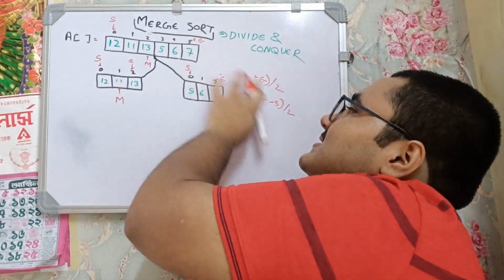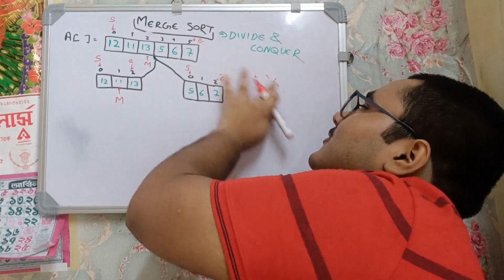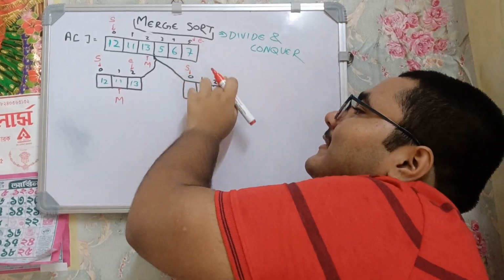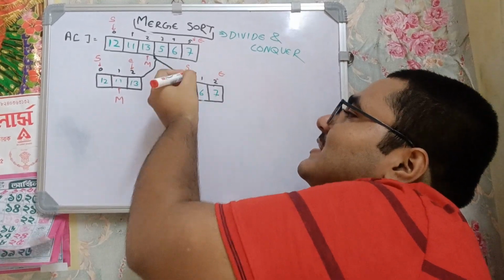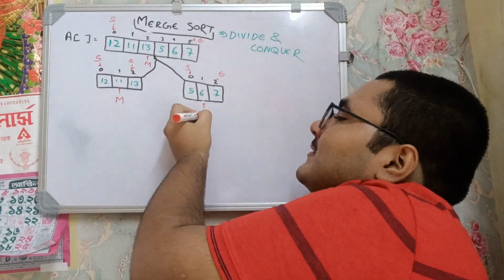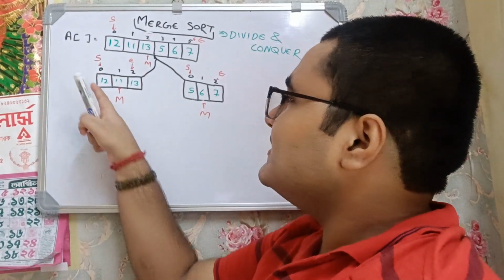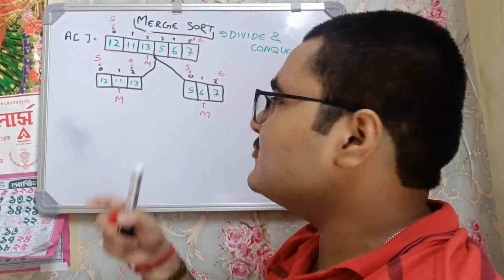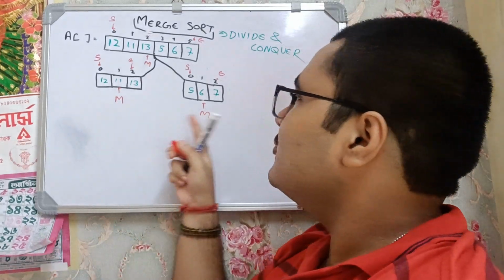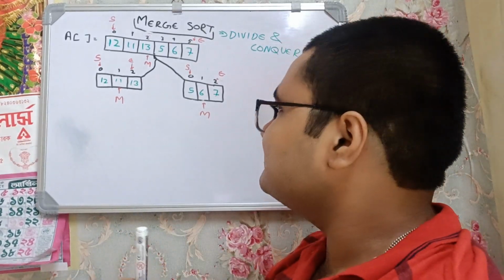I am just using this formula, hope you guys know it already. So end, and this will be my mid. Obviously, 0 plus 2 by 2, so of course that is easy to calculate. 0 plus 2 by 2, that is again what here.